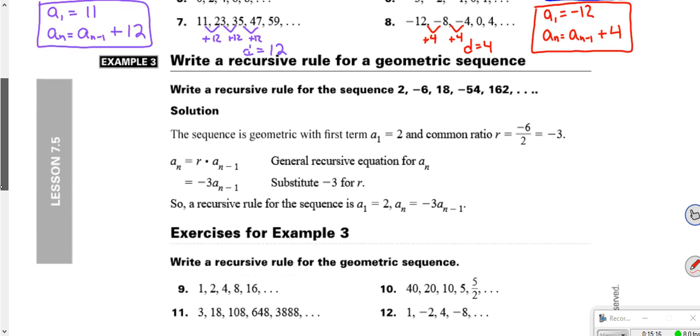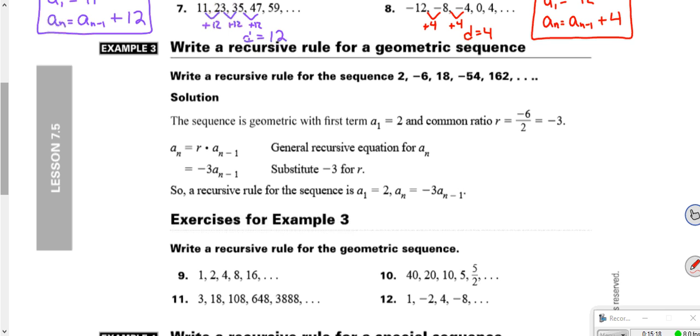Scrolling down, now we're talking about geometric sequences. Remember, the general recursive rule for a geometric sequence is you take the preceding term times the ratio. Preceding term times the ratio. Again, you need two things, like on this example. You need your starting point and you need your recursive rule. So this would be your answer. Starting point, your a sub 1 equals whatever your first term is, and then your recursive rule.